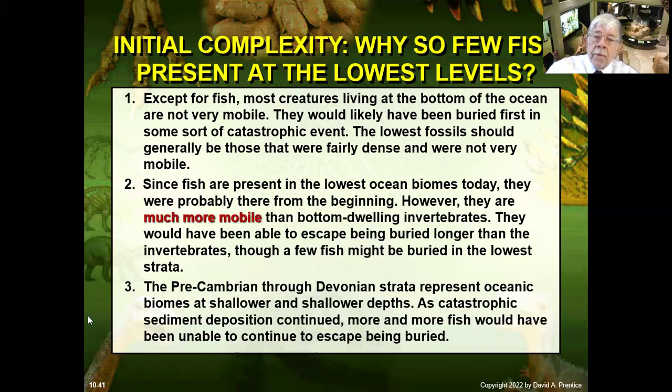So then when you come up from the Precambrian to the Cambrian and so forth, we're going to find that these represent oceanic biomes, communities that live under the ocean at shallower and shallower depths. So as catastrophic sediment deposition continued, more and more fish would have been unable to escape being buried. And that's what we find when we come up from the Cambrian to the Ordovician, Devonian, and so forth. You find a lot of fish.